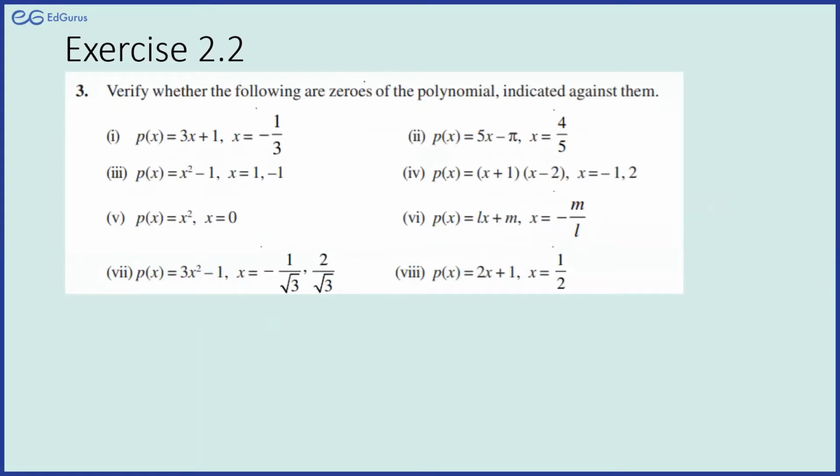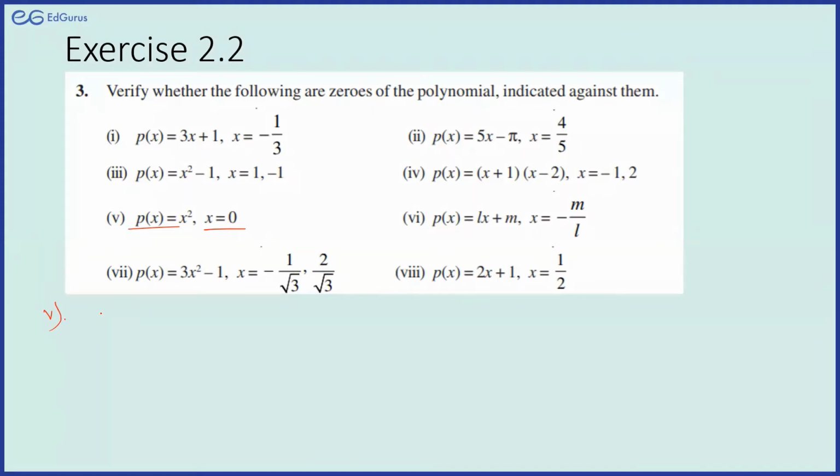Now, verify whether the following are zeros of the polynomial indicated against them. So what are we saying? Whatever polynomial is given, the value of x given against it, is it really the zero of the polynomial? So suppose I have this, right? My polynomial is p of x equal to x square. Is x equal to 0 the zero of this polynomial? How will we check whether x equal to 0 is a zero of this polynomial?